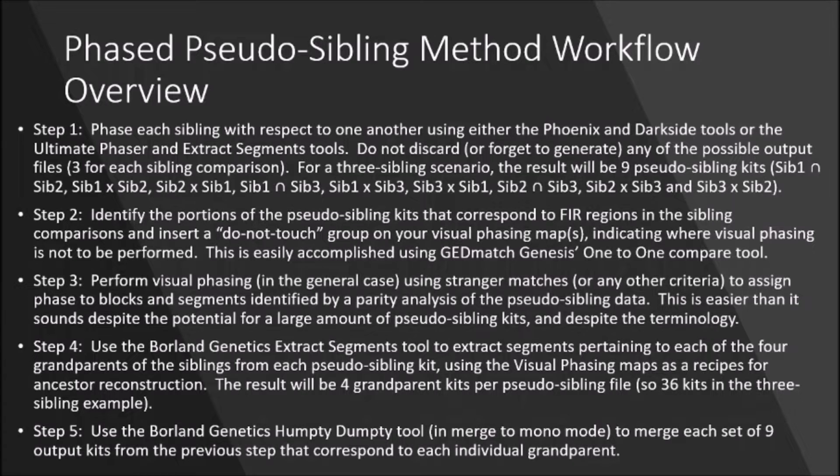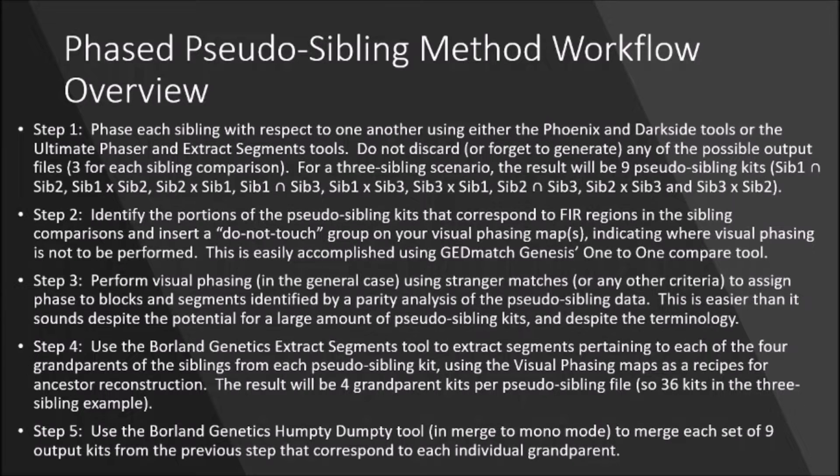All right, step 2. So there are some important considerations when it comes to phasing siblings, or specifically phasing full siblings, that we're going to have to deal with. That are pretty much unique to the issue of phasing full siblings. So what we end up getting when we phase 2 siblings are kits with 3 different types of regions. These regions are called NIR, HIR, and FIR.